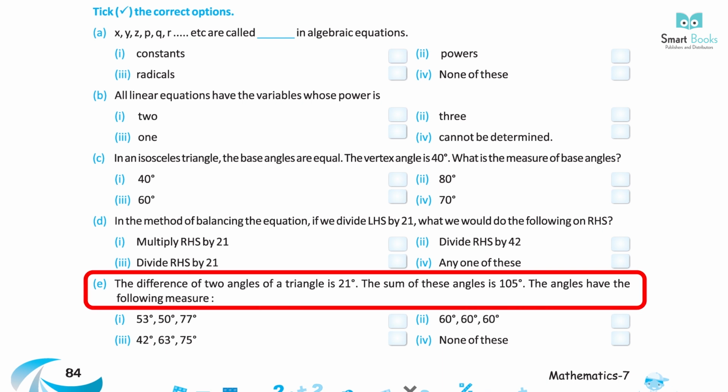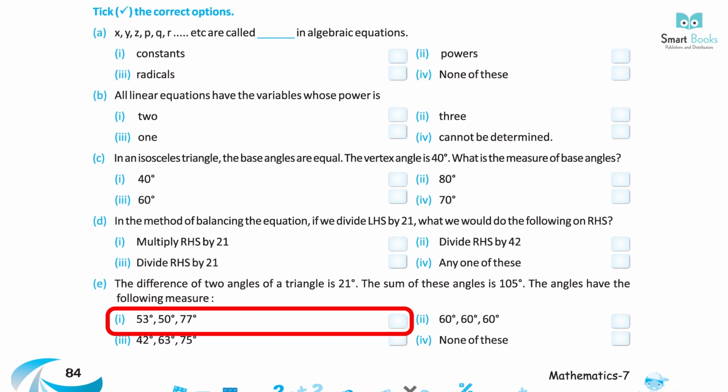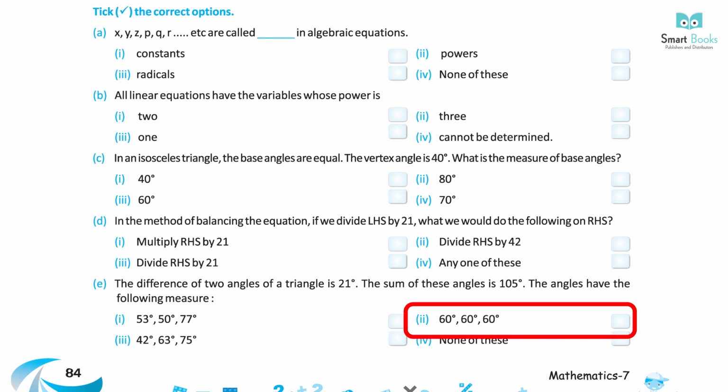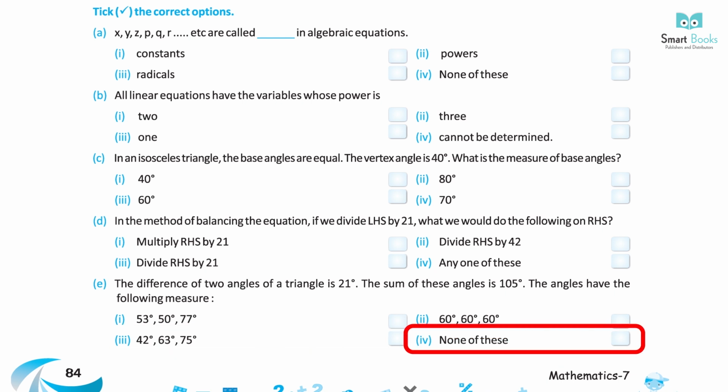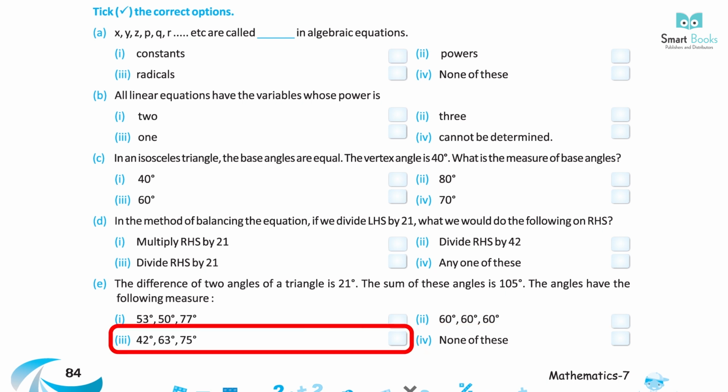E. The difference of two angles of a triangle is 21 degree. The sum of these angles is 105 degree. The angles have the following measure. First, 53 degree, 50 degree, 77 degree. Second, 60 degree, 60 degree, 60 degree. Third, 42 degree, 63 degree, 75 degree. Fourth, none of these. Solution. Third, 42 degree, 63 degree, 75 degree.